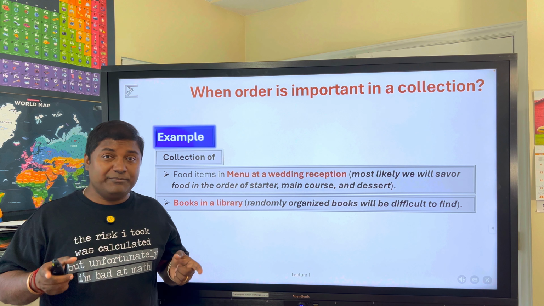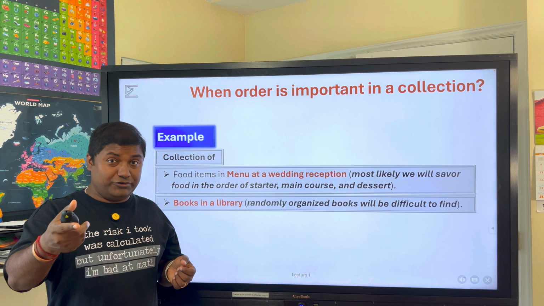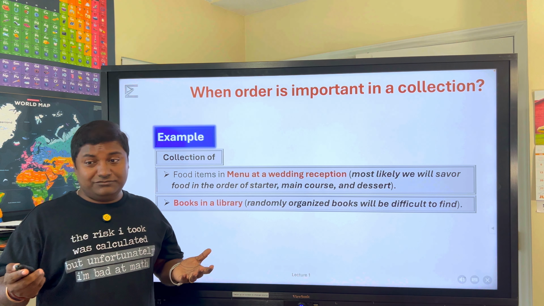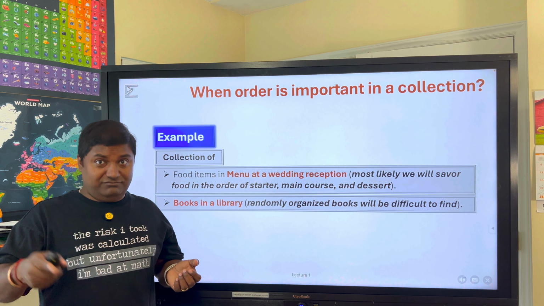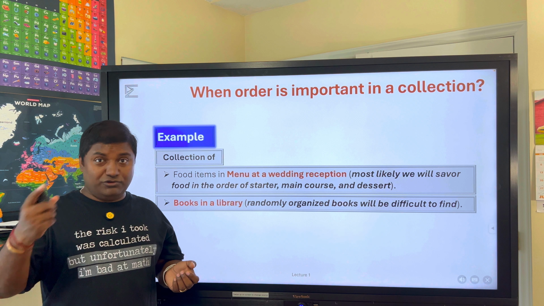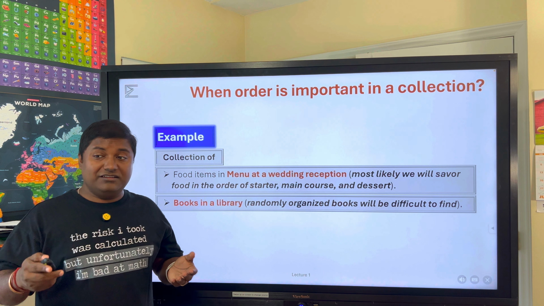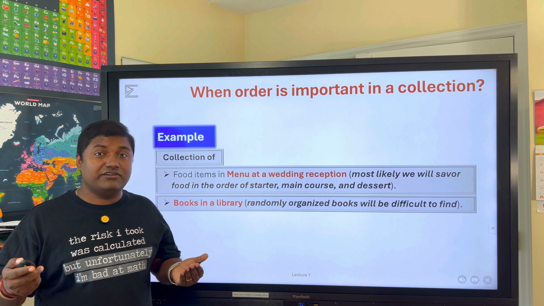There is a reason they keep it this way, because when you go to issue a book, it becomes easier for the librarian to find or locate a book. But if they keep the books in a random order and you ask for maybe a mathematics book by a particular writer, then it will become very difficult for them to find the book. So books in the library, if it is a collection of books, need to have some kind of order in its elements.